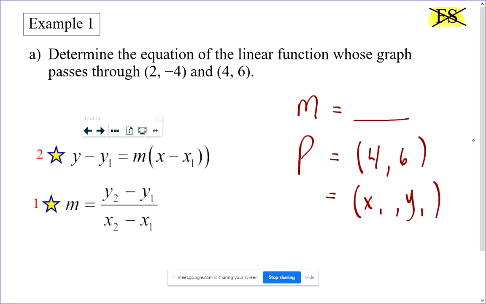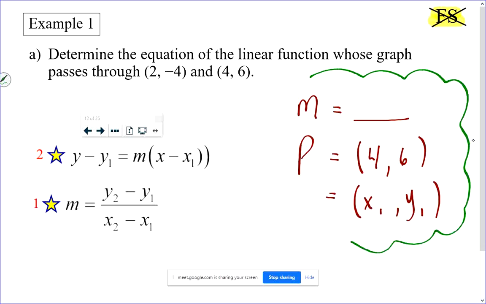So this is our goal over here. This is what we're after. Because if we can determine both of these pieces of information, we can load them into the point slope formula. And by the way, it doesn't matter which point you choose.